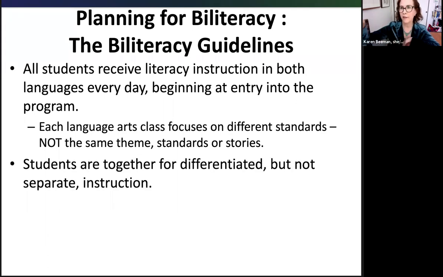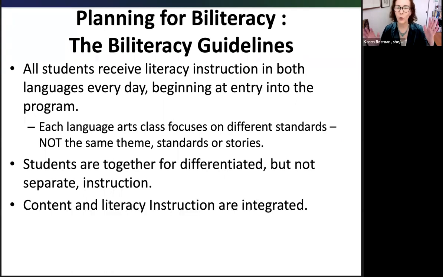The second is we never have blue kids go out to learn English literacy and green kids go out to learn Spanish literacy. Where would your teal colored kids go, right? So instead we keep kids together. We help them leverage their bilingualism to help each other, and we differentiate. So a lot of training for teachers on differentiation and language scaffolding. We integrate content and literacy, which has been a hallmark of dual language for years.